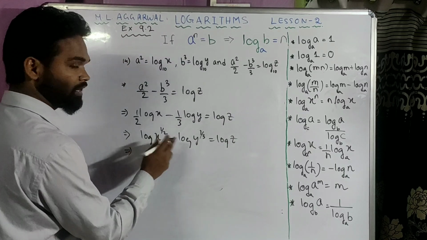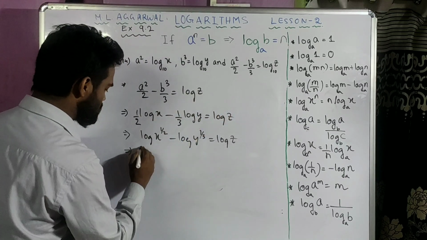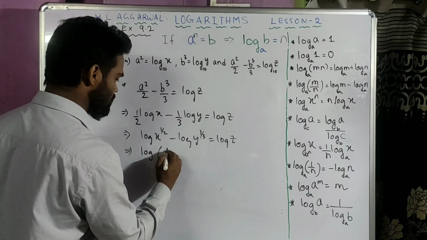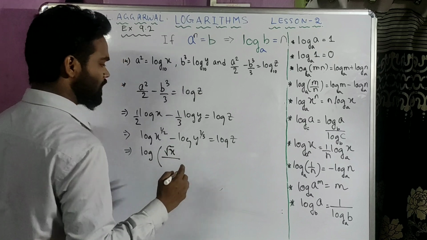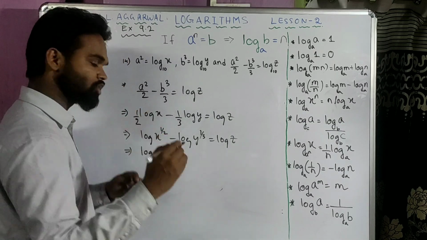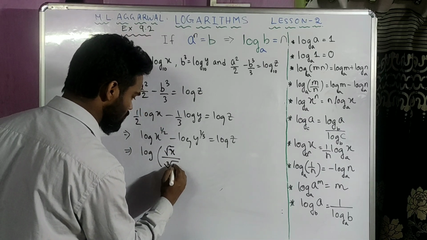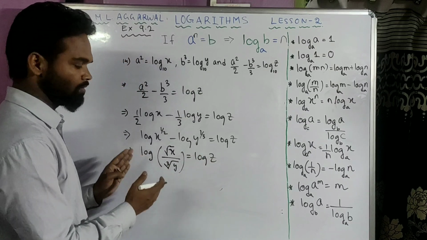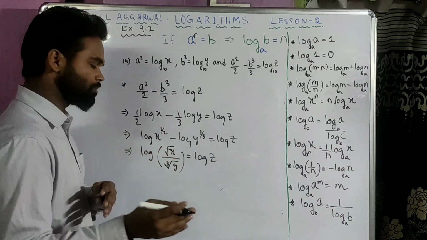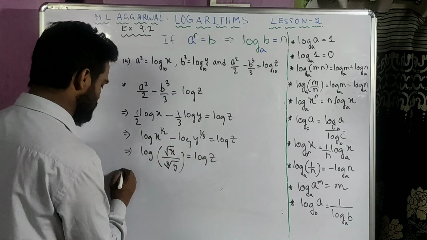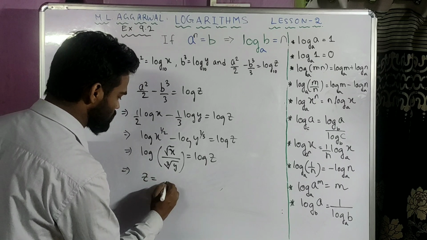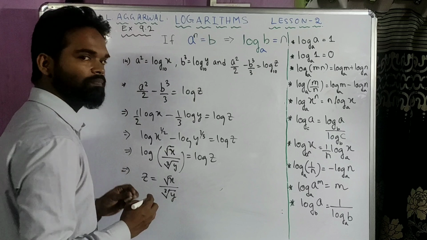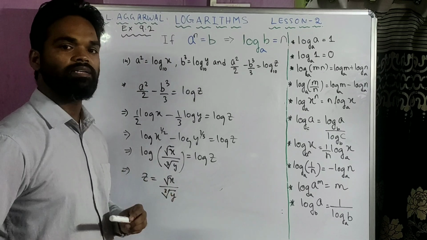Now log a minus log b is log a by b. So this I can write as log of x to the power half, which is root x, by y to the power 1 by 3, which is the cube root of y, equals log z. Now look, log a equals log b, which means a equals b, provided the bases are the same, and in this case the base is the same. So we can say z equals root x by cube root of y. Done. Now we look at the next sum.